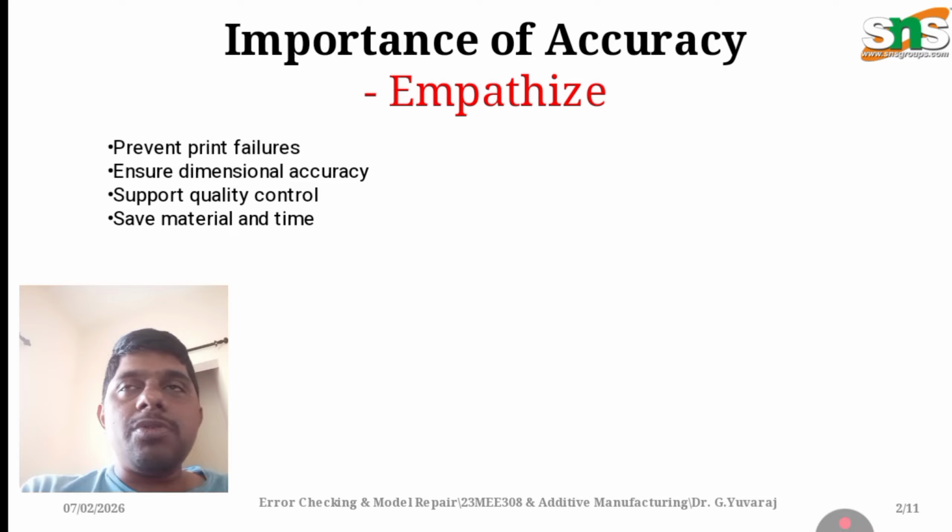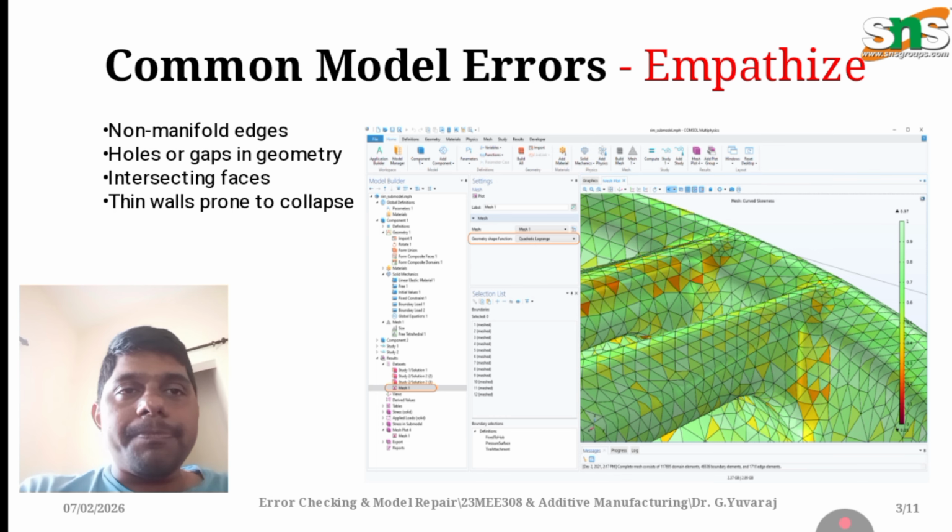Since we are doing the CAD modeling, in the CAD modeling we need to generate the optimizing parameters. With those parameters we allow the component to be either disassembled or assembled, but with respect to accuracy it can predict it. It can also support quality control, and it can save material as well as time. That is why we have to focus on accuracy in designing the component.